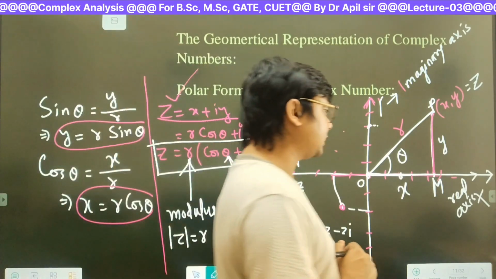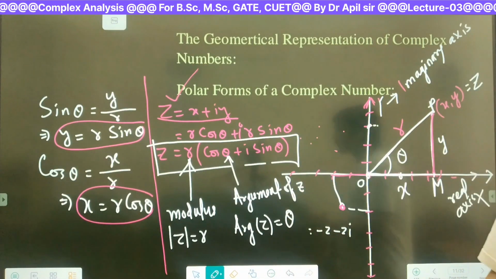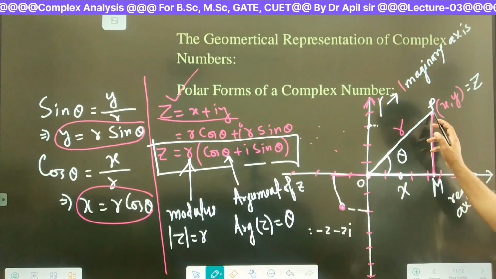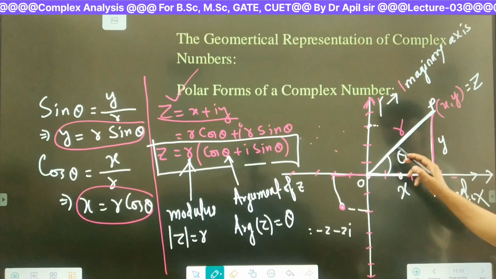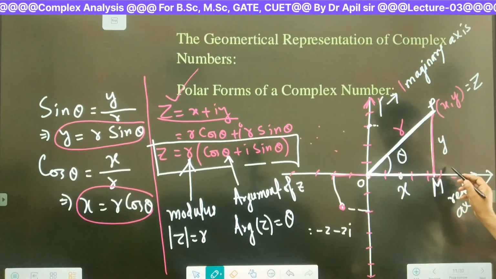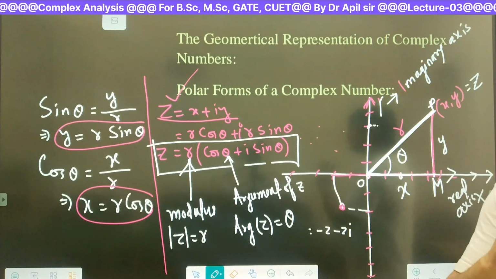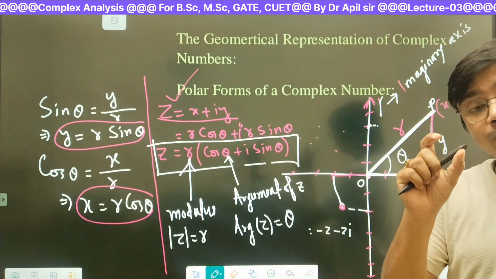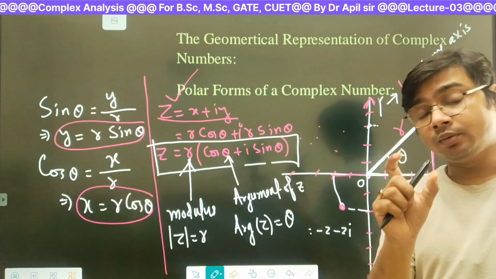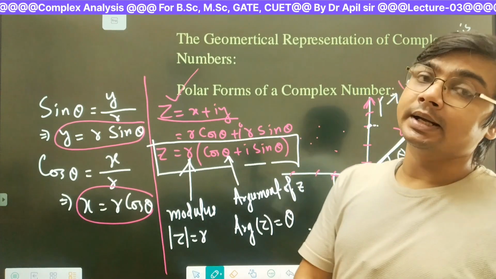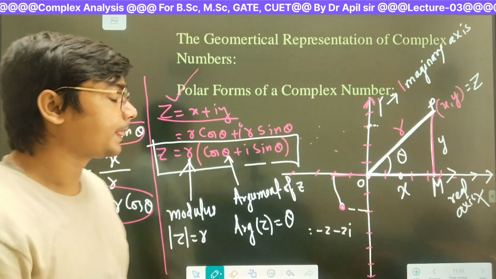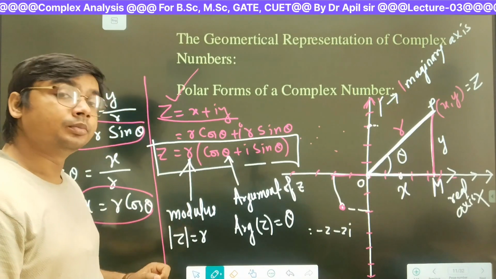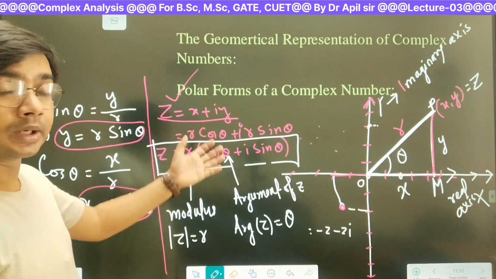But you must remember, what is theta here? This theta is the angle made by the line OP with the positive direction of x-axis. I repeat again, this is the angle which the line OP makes with the positive direction of x-axis. This is called the argument, right? So this is the form which is called the required polar form.